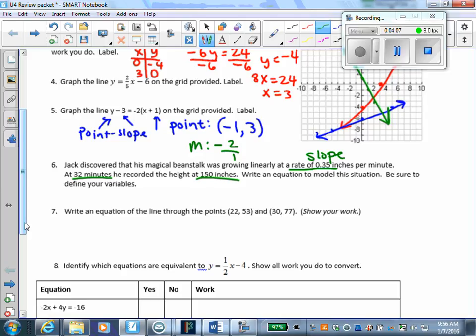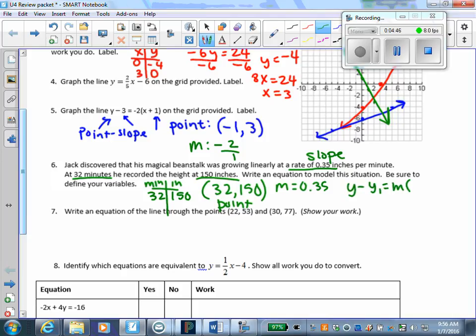If I was going to graph this or make a table of this, this is an x value and a y value. And normally, like if I had a table, the independent, or the x, would be the time. So minutes and inches. So at 32 minutes, the plant is at 150 inches. That's like the point 32, 150. Okay, so I have a point, and I have a slope, which was 0.35. So if I need to write an equation, I'm going to do a point slope equation, because that's the information I have. And that goes y minus y1 equals m times x minus x1.